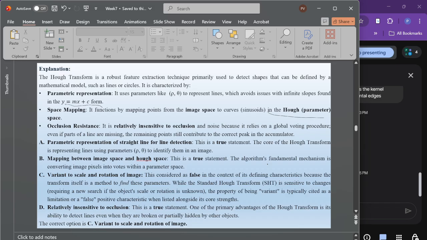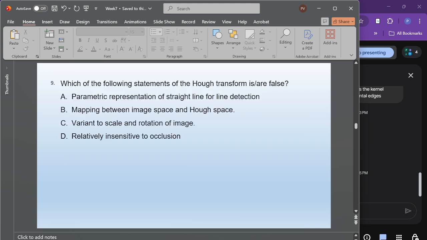And our option D is relatively insensitive to occlusion. If we have seen the characteristics of the Hough transform, this is a true statement. One of the primary advantages of the Hough transform is its ability to detect lines even when they are broken or partially hidden by other objects. So the correct option is option C, that is variant to scale and rotation of the image. Option C is the false statement for the Hough transform.